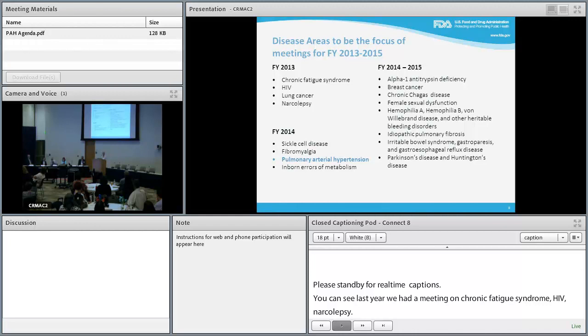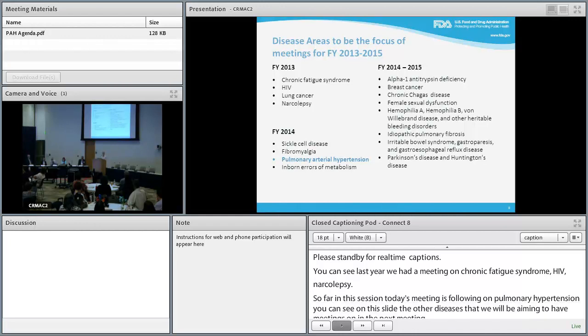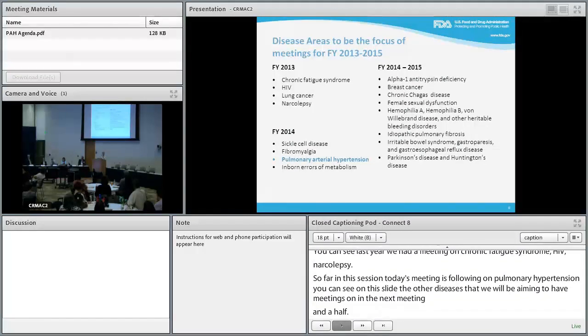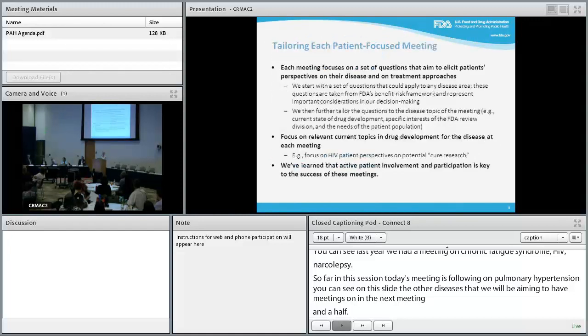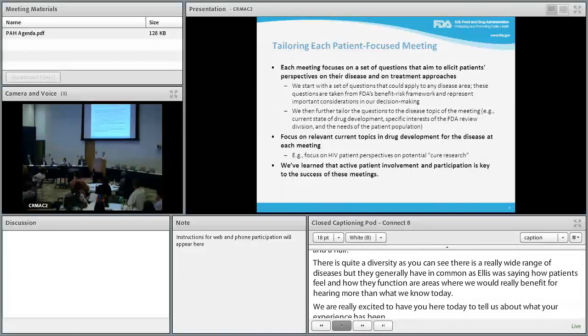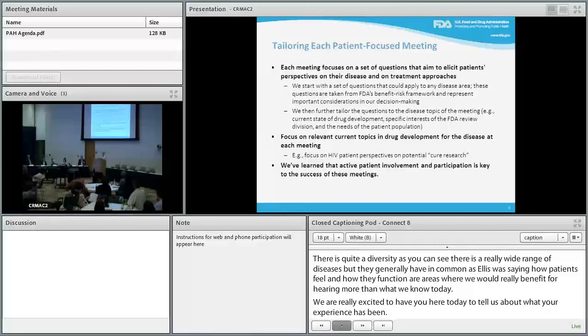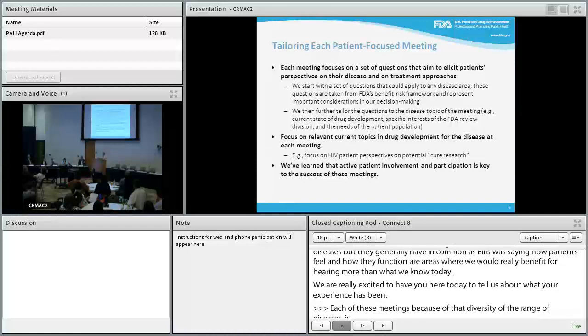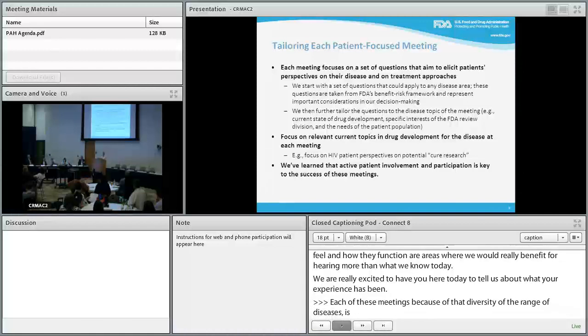These are a really wide range of diseases, but they generally have in common, as Ellis was saying, that how patients feel and how they function are areas where we'd really benefit from hearing more than what we know today. So we're really excited to have you here today to tell us about what your experience has been. Each of these meetings, because of that diversity of the range of diseases, is somewhat tailored to the areas that the review division would particularly like to ask patients about, having this rather unique opportunity to ask for your perspective.